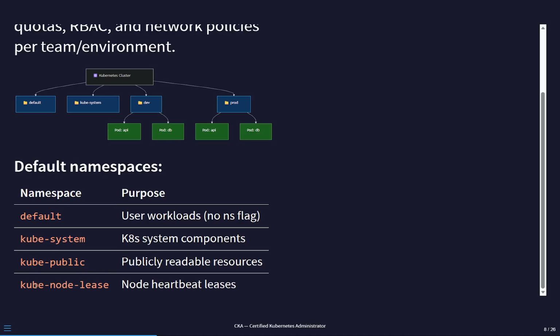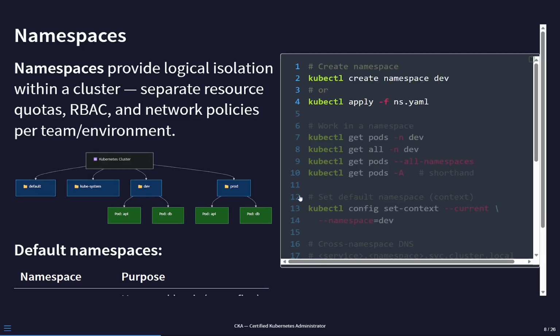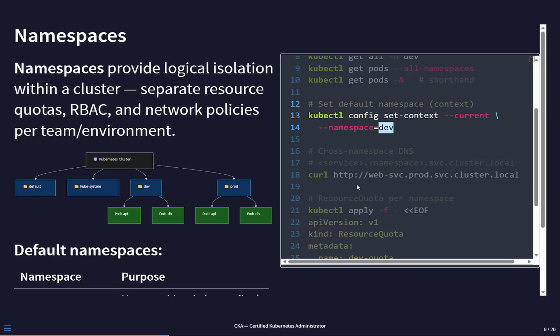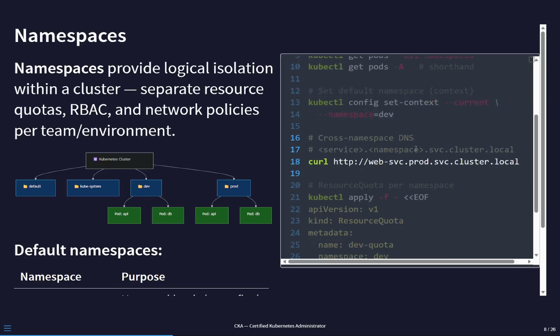It holds cluster info. Kube-node-lease is used internally for node heartbeats. Here are the namespace commands you need to know. kubectl create namespace dev. Use -n dev on any kubectl command to target that namespace. kubectl get pods -A to see all namespaces at once. And critically, kubectl config set-context --current --namespace=dev sets your default namespace in the current context, so you don't have to type -n dev on every command.